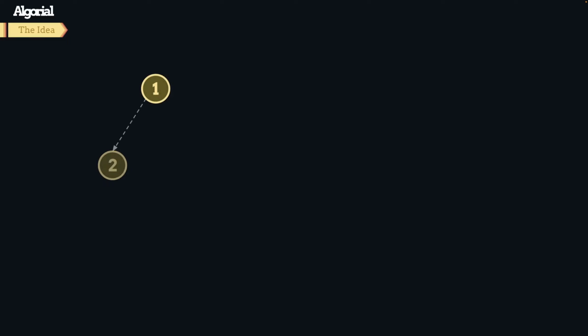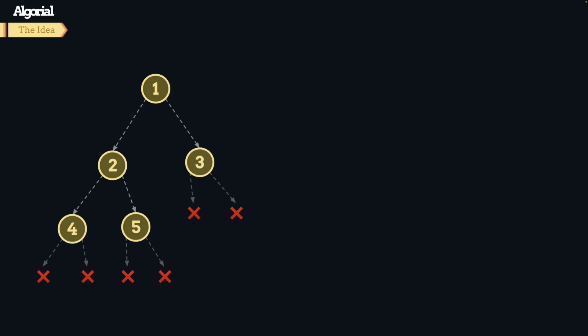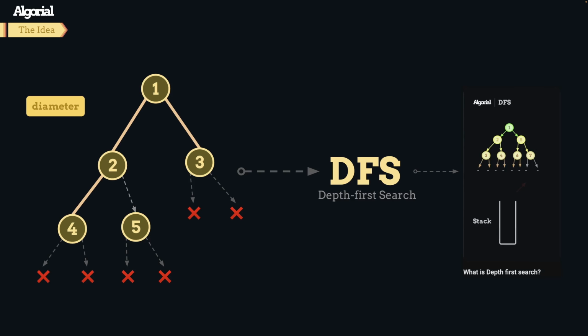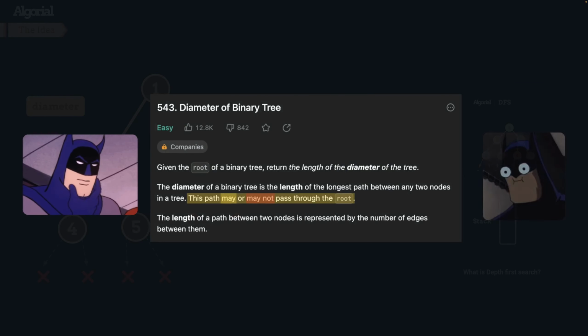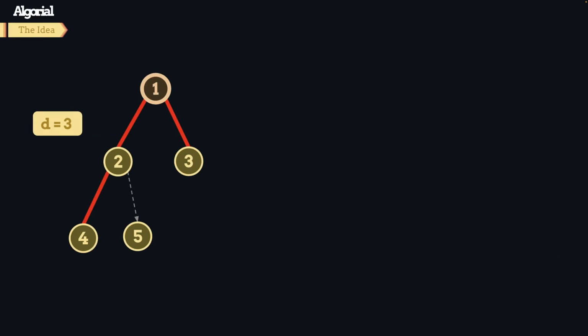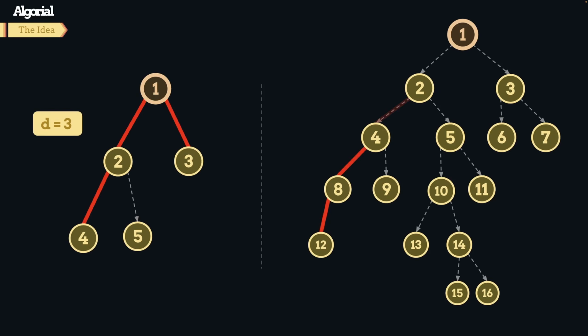The idea for solving this problem is super simple. Since we are looking for the longest path between 2 nodes, which this question calls the diameter, definitely the obvious choice for tree traversal will be a depth first search. But as the question description indicates, the longest path may or may not pass the root node. It means we may have a case like this where the diameter passes the root node, or this where the longest diameter exists somewhere else in the tree.